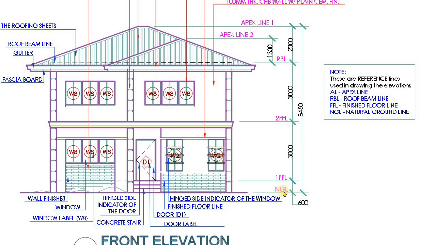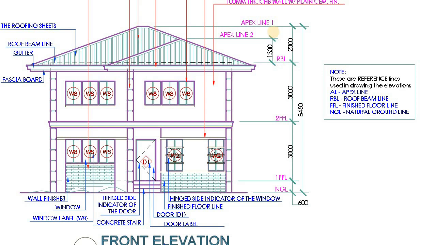The distance from NGL to the first FFL is 600 millimeters. In a drawing, this is only 6 millimeters. From the first FFL to the second FFL is 3000 millimeters. In your drawing, you'll have this as 3 centimeters or 30 millimeters. From the second FFL to RBL, we have also 3000 millimeters, or in your drawing, the same as here, 3 centimeters or 30 millimeters.